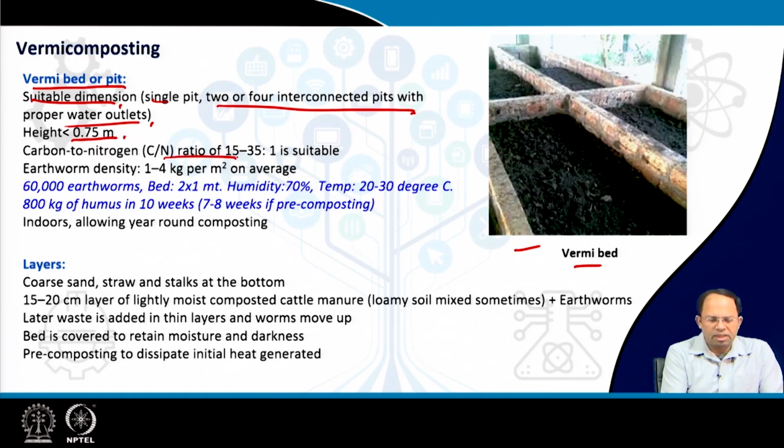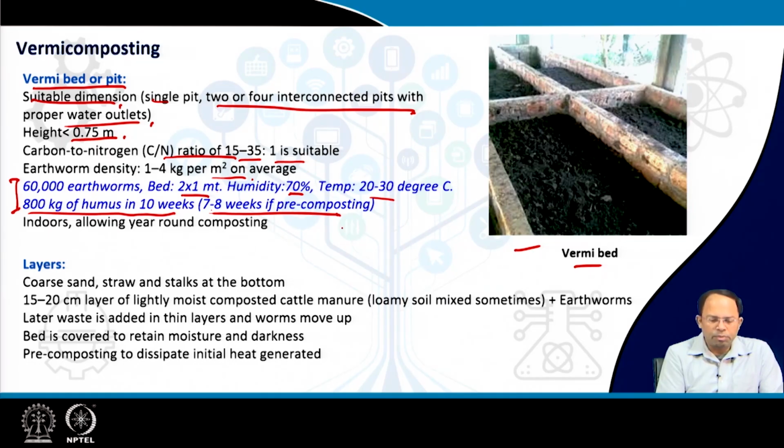The C:N ratio is around 15 to 35 to 1. Earthworm density is around 1 to 4 kg per square meter on average. So roughly, to give you an idea, 60,000 earthworms in a bed of 2 by 1 meter, with humidity 70% and temperature 20 to 30 degrees, create 800 kilograms of humus in 10 weeks. If pre-composting is done, it could take even less time, 7 to 8 weeks.